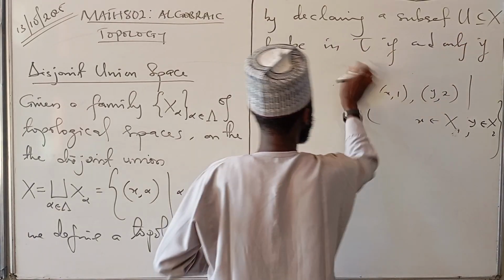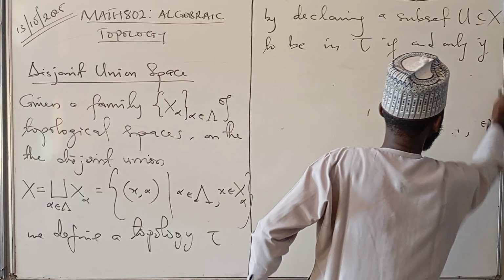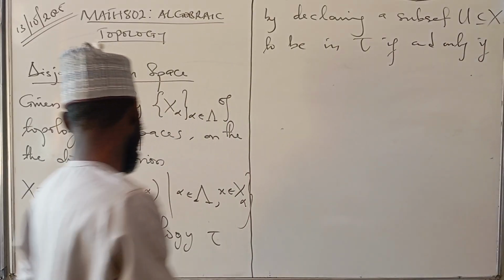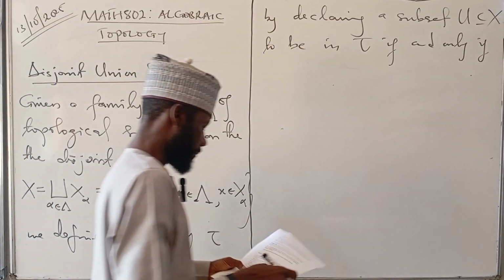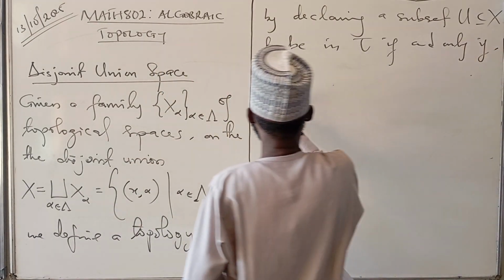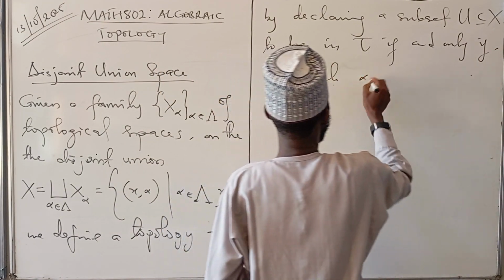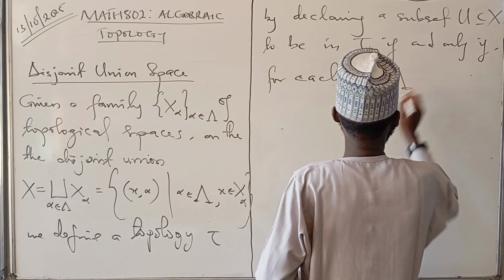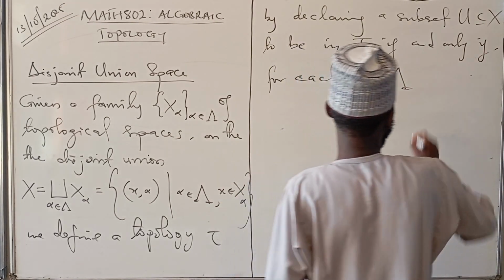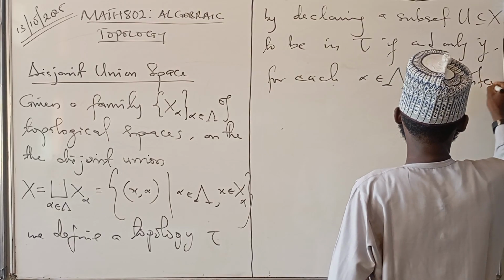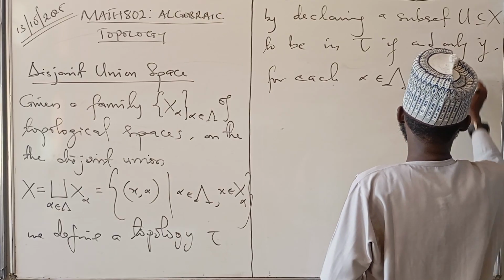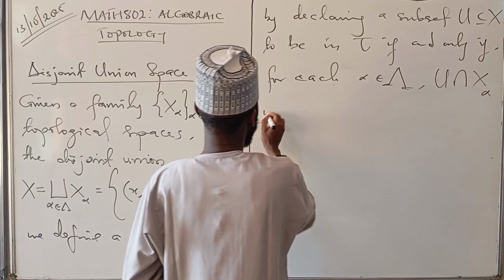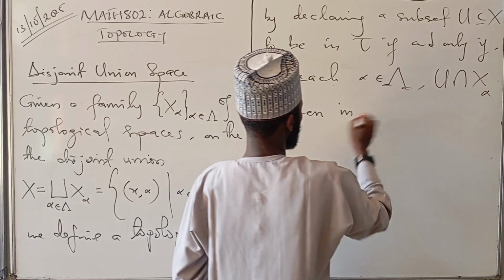What will be the condition now? The condition is to say that U is open if and only if for each alpha in gamma, that is my index set, the intersection of U with X alpha, let me just write it, U intersection X alpha, is open in X alpha.